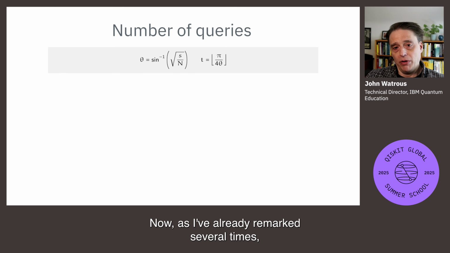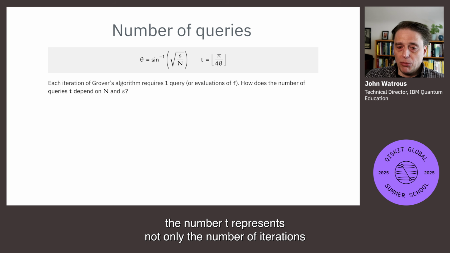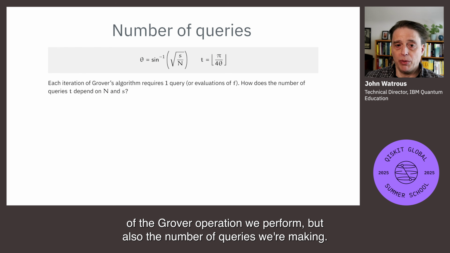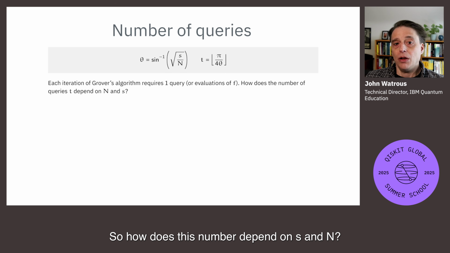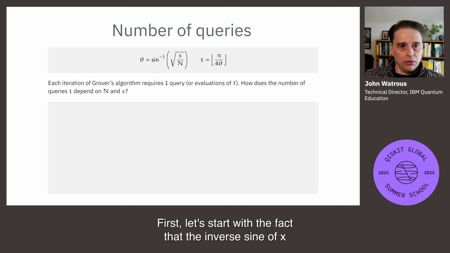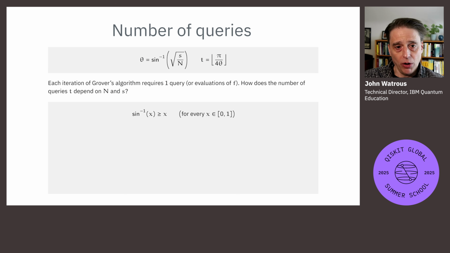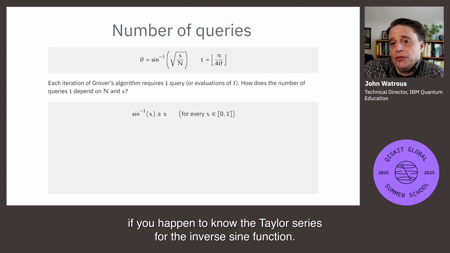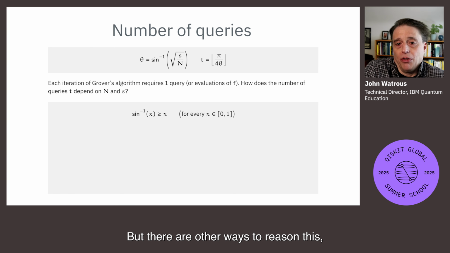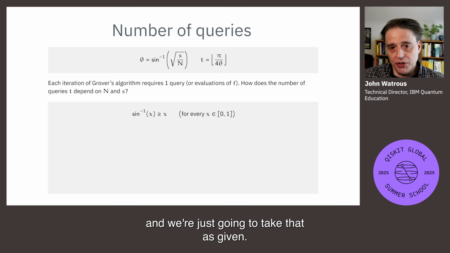Now, as I've already remarked several times, the number t represents not only the number of iterations of the Grover operation we perform, but also the number of queries we're making. So how does this number depend on s and n? First, let's start with the fact that the inverse sine of x is always at least x, provided that x is between 0 and 1, and that's pretty easy to show if you happen to know the Taylor series for the inverse sine function, but there are other ways to reason this, and we're just going to take that as given.